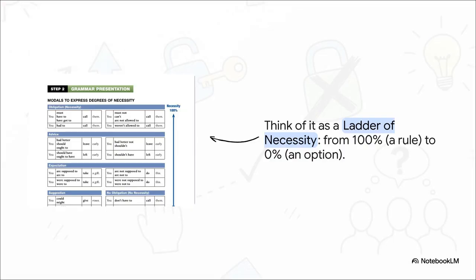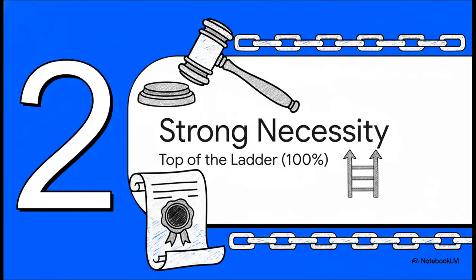And here it is. This is the big idea in one picture. Welcome to the ladder of necessity. You can see it goes from 100% right at the top, we're talking absolute gotta-do-it rules, all the way down to 0% at the bottom, where things are totally optional. Let's work our way down this thing step by step. Let's start right at the top, okay?